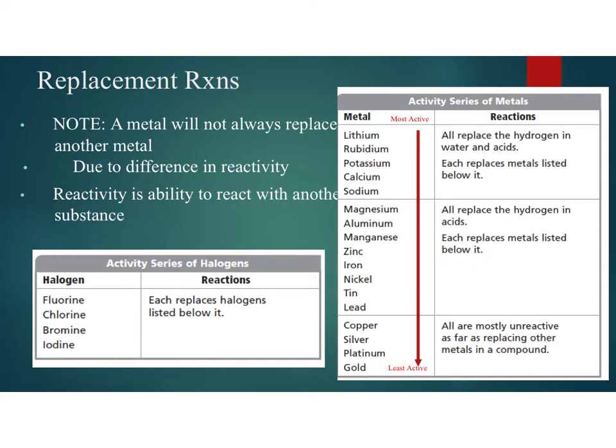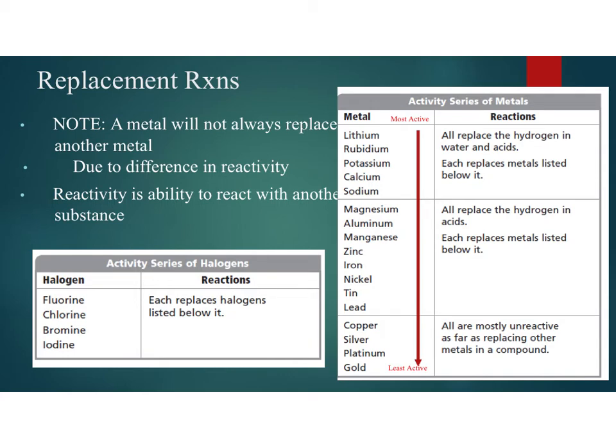So our most active metals are going to be at the top, and our least active metals are going to be at the bottom. So how this is going to work is a metal above can replace any metal below it, okay? But a metal like sodium could not replace a lithium, but lithium can replace a sodium.